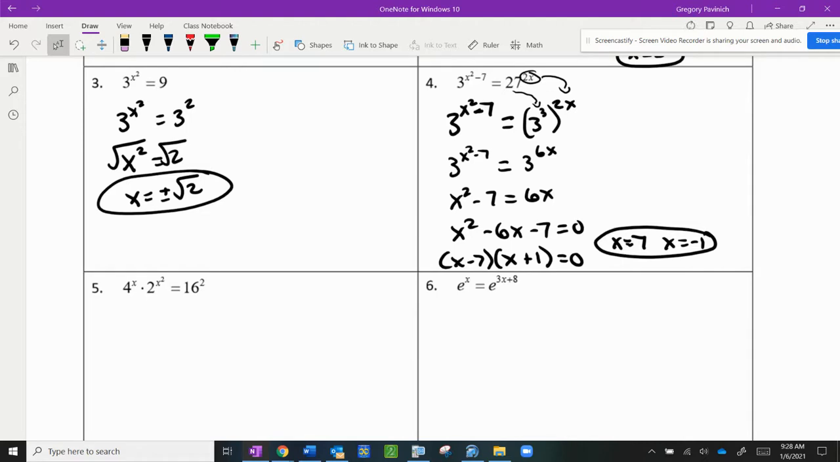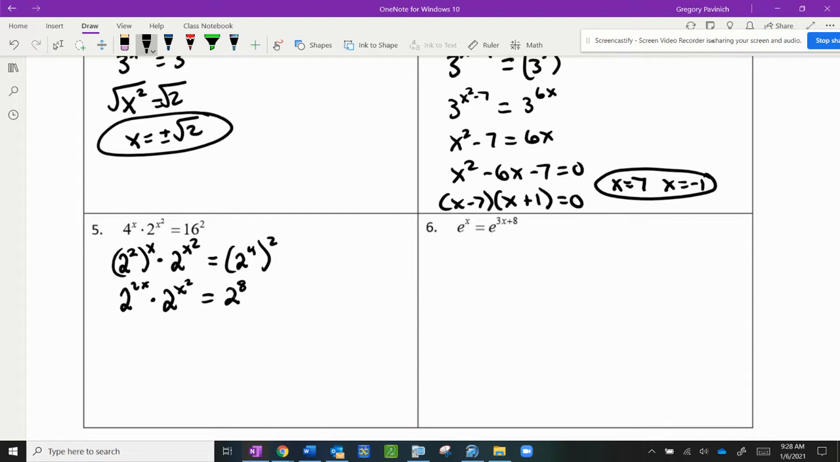Number 5, I notice all these bases can be converted into 2's. So I have 2 squared instead of 4, times 2 to the x squared. That's already base 2. 16 can be written as 2 to the 4th, and that's squared. Now I'm just going to simplify those powers. 2 to the 2x times 2 to the x squared equals 2 to the 8th. Remember, when you have bases that are multiplied that are the same, you add the powers. So if I had x squared times x to the 5th, that would be x to the 7th.